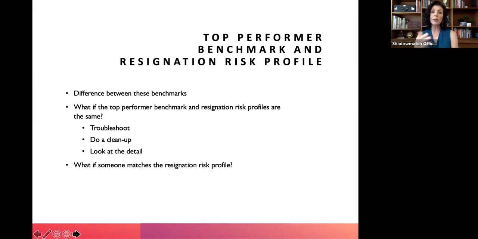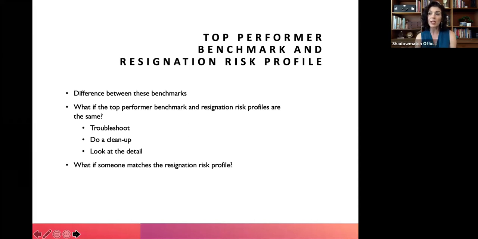I'm doing recruitment, I get the person to complete Shadowmatch, and the best match is to the resignation risk profile. Then obviously that person will have a very high risk to resign. And it's maybe not clever to appoint that person, especially if they have a better match to your resignation risk profile than to your top performer profile.